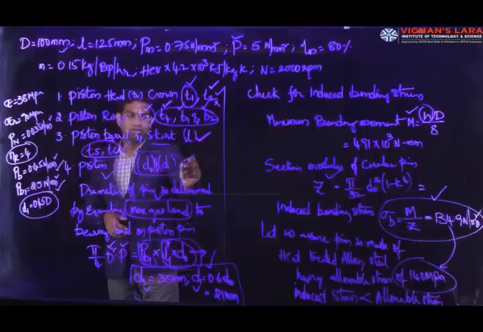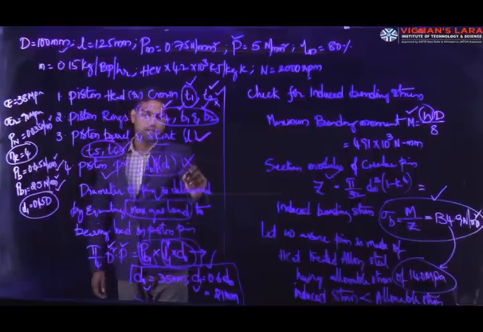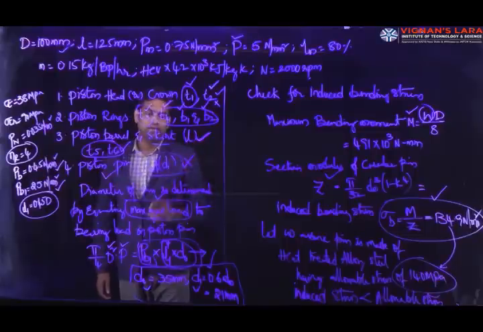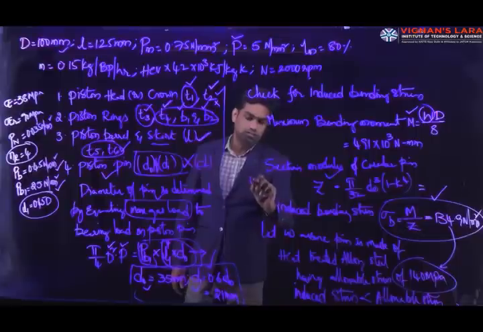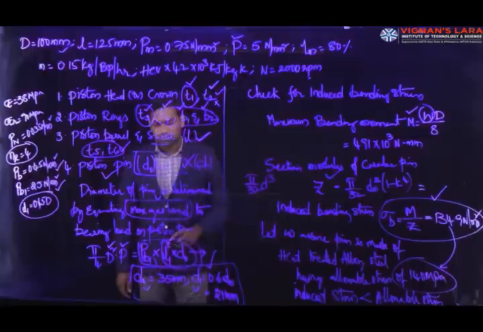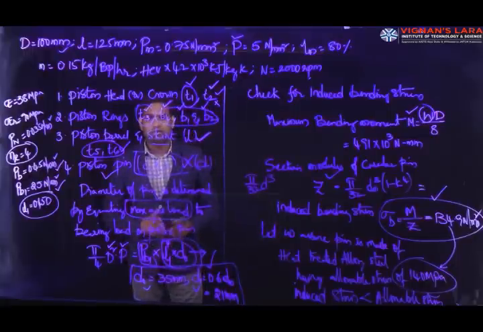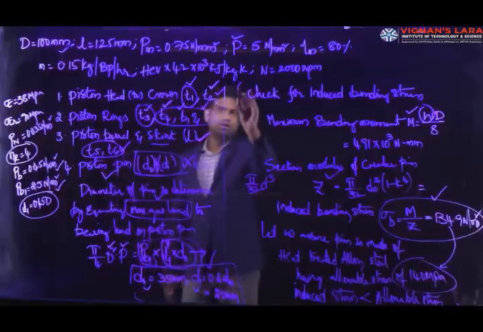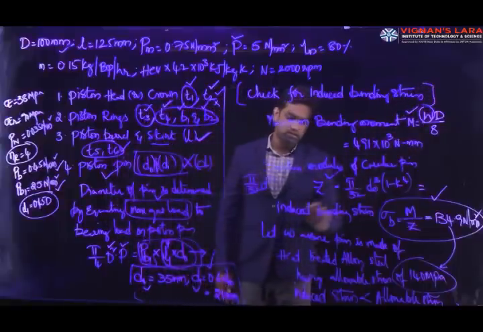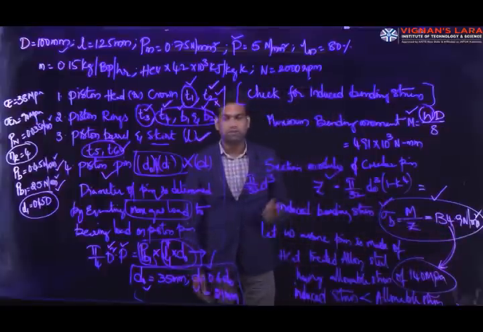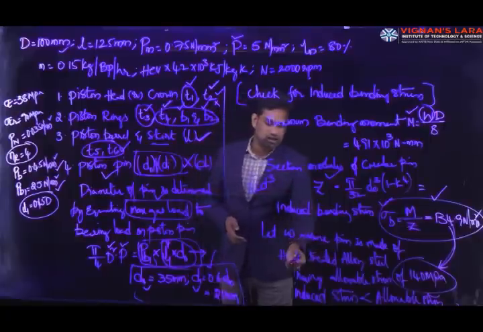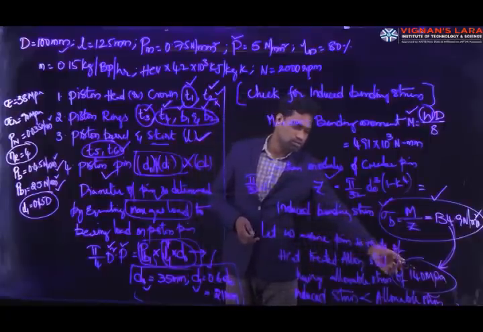This is also an assumption. I consider it as a hollow pin. If you consider it as a solid pin, we have only a single D, only D. In that case the section modulus is pi by 32 D cube. Clear? After finding out the dimensions of the pin, D0 and Di or D, we need to check the pin for induced bending stress. By calculating sigma b equal to M by Z, that should be checked with the allowable stress value. If the material is taken as case hardened carbon steel, the allowable strength is 84 megapascal.